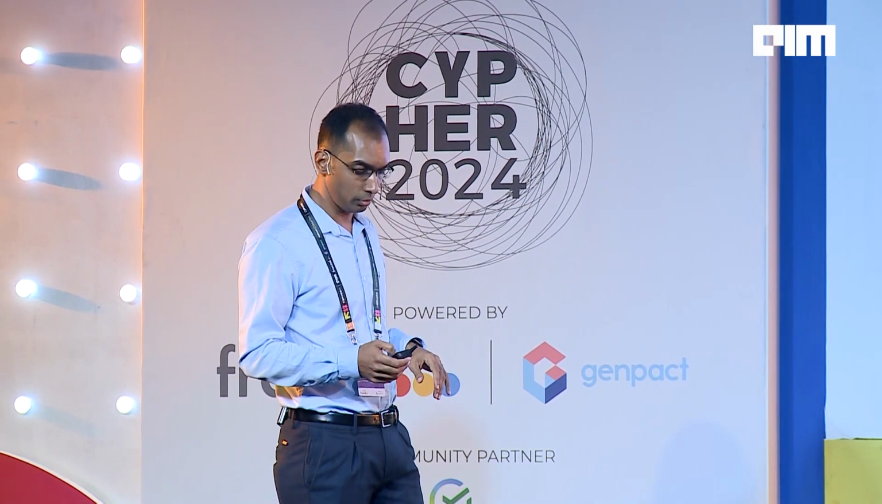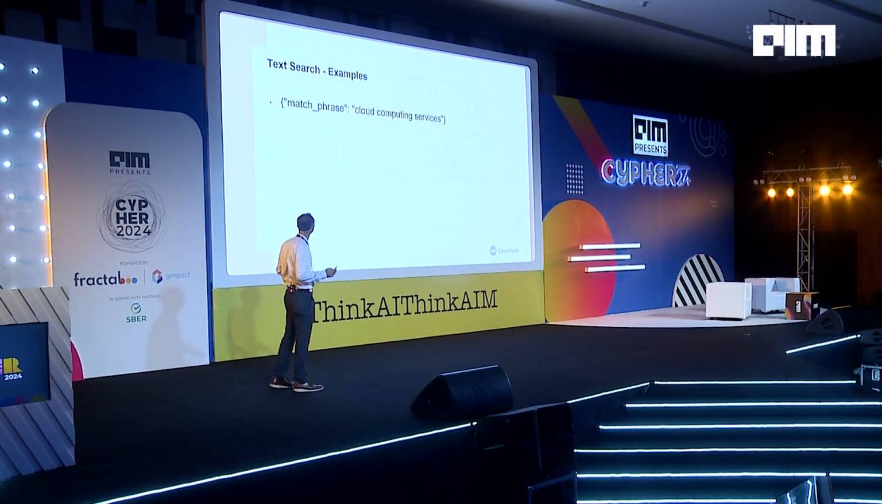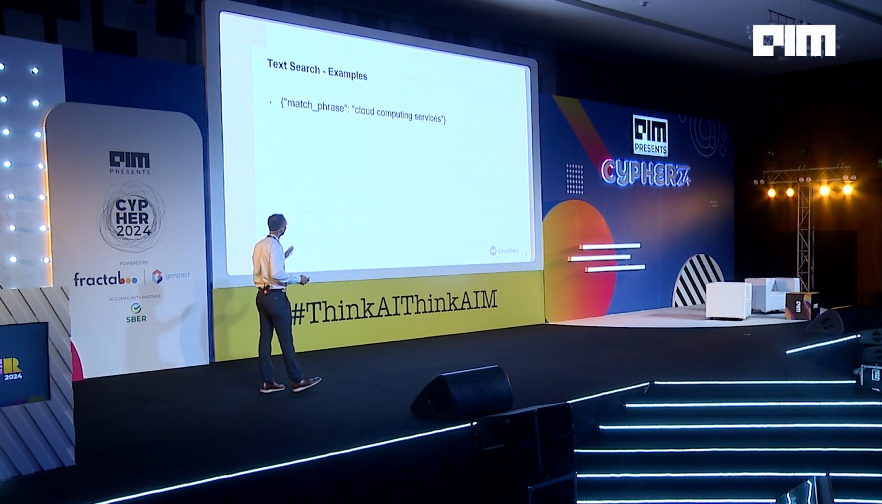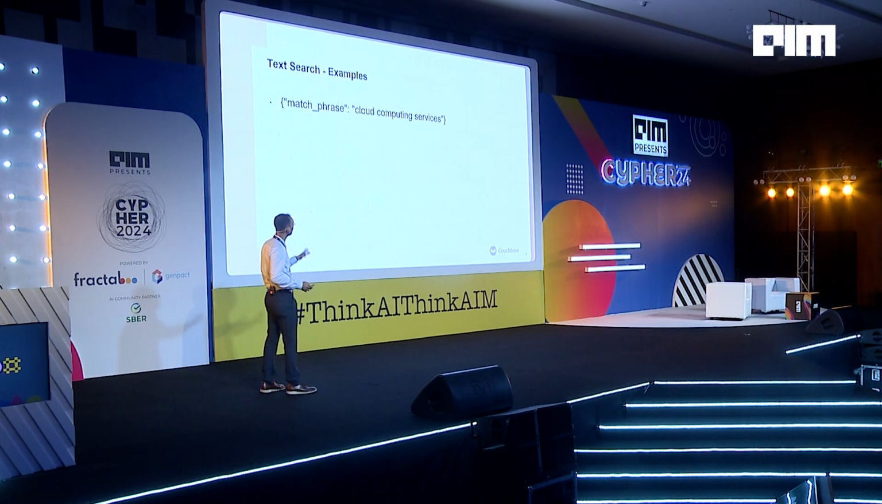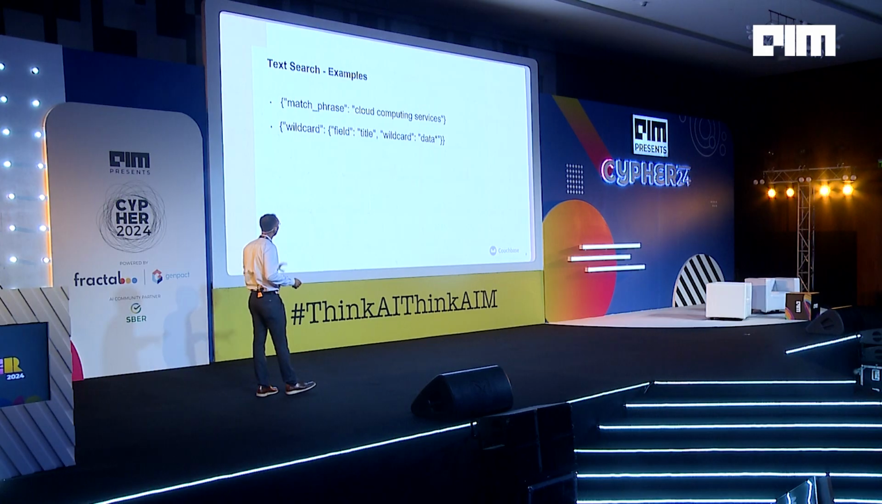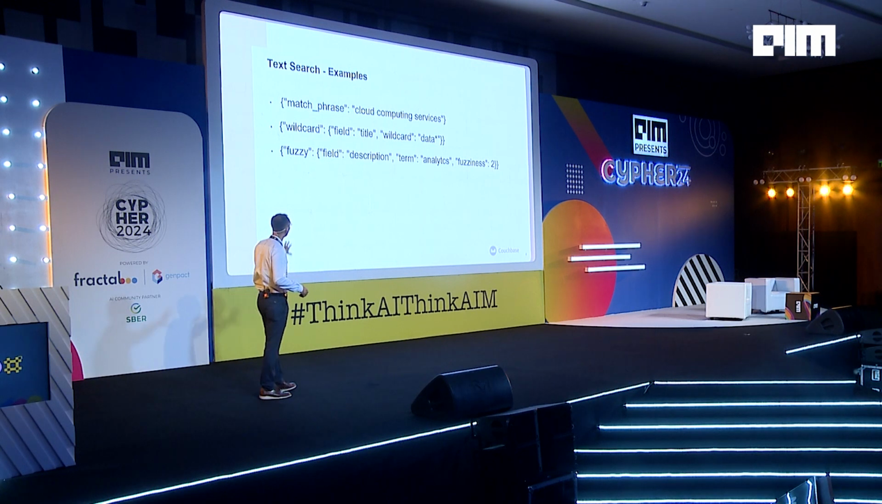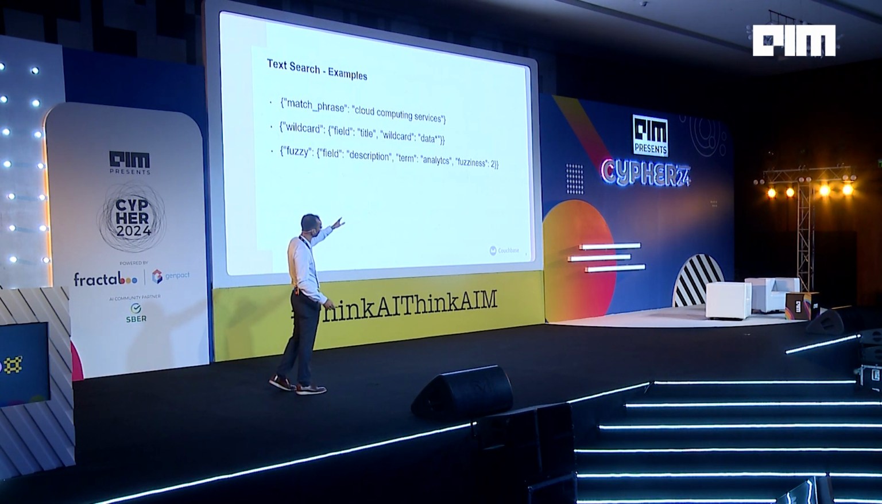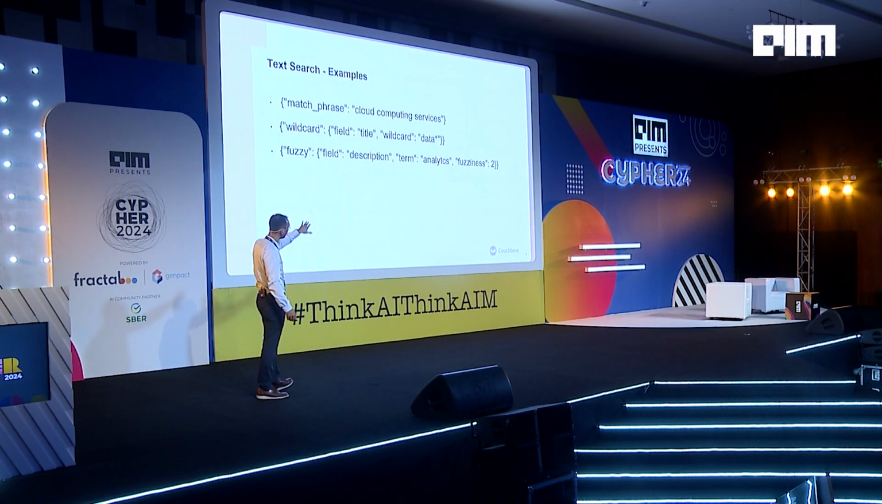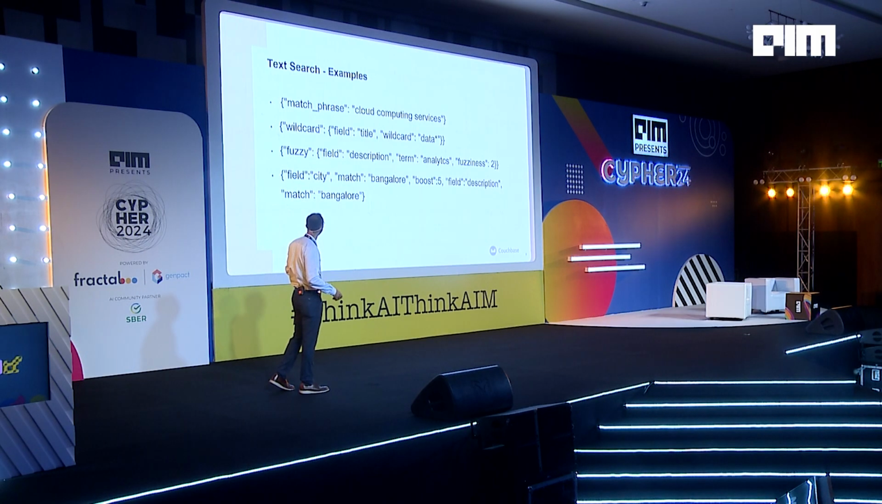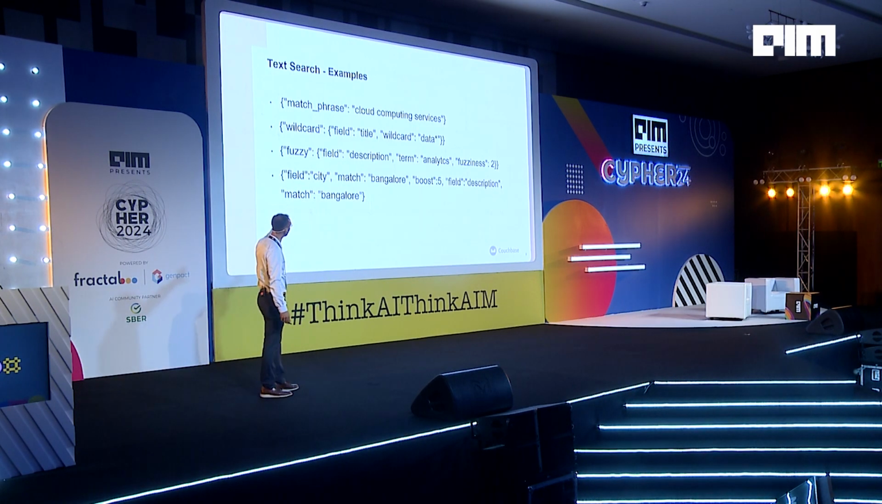Now let's look at a few examples. If you want to do a match phrase search, you could search for this phrase in all your document content. If you want to do a wildcard search like data star, you could continue to do that as well. If you want to do a fuzzy search, let's say I want to search for analytics, but you see there I've made a spelling mistake and I've given a fuzziness of 2, so the search would still find this. And finally, when I talk about boosting, let's say I have a field city and I'm trying to match for Bangalore, which I'm boosting by 5, or I could do a field description and I'm matching by Bangalore.